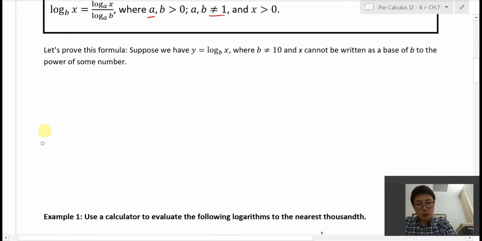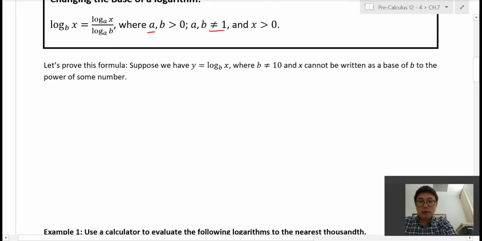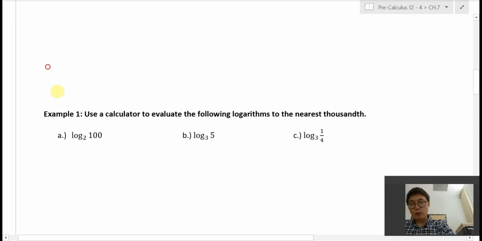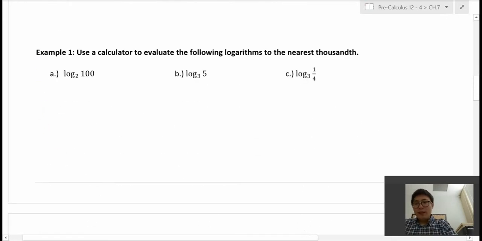It says let's prove this formula. I think we'll pass. It says use a calculator to evaluate the following logarithms to the nearest thousandth.